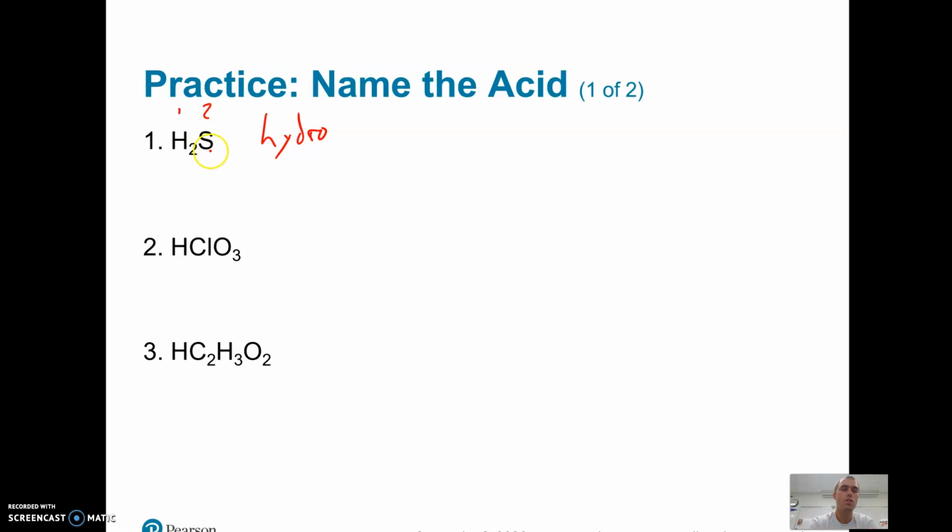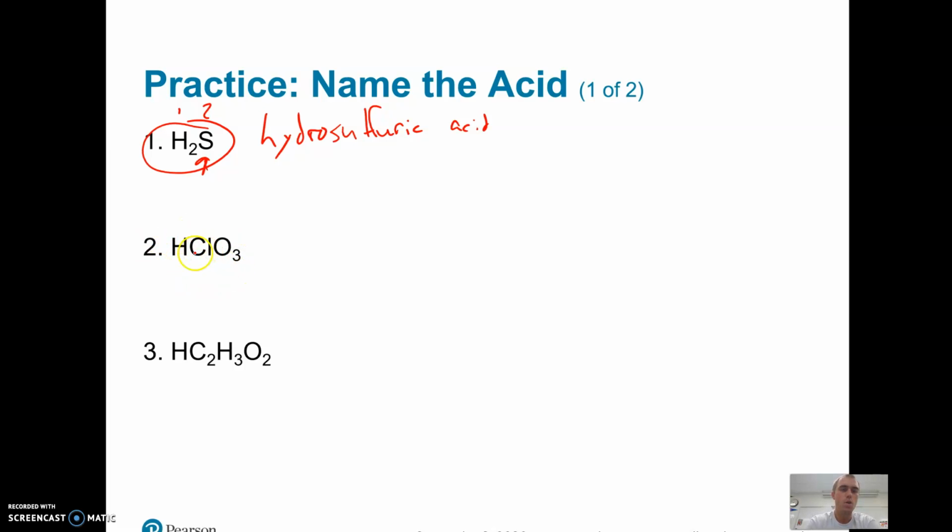We have hydro, and then we're going to take the base of our nonmetal, that's sulfur, and we've got hydrosulfuric acid. Hydrosulfuric acid is different than just sulfuric acid, so the formulas for them would be different.